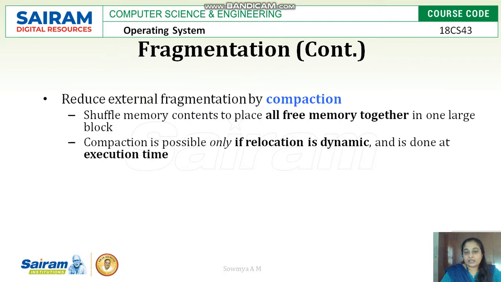To reduce external fragmentation, there is a concept called compaction: shuffle all the free memory together, and if relocation is dynamic, what happens is the main memory contents are shuffled and all the free memory is collected into one larger block by moving the process addresses. Compaction is possible only if relocation is dynamic, if it is done at execution time. I hope you understood these topics. Thank you.